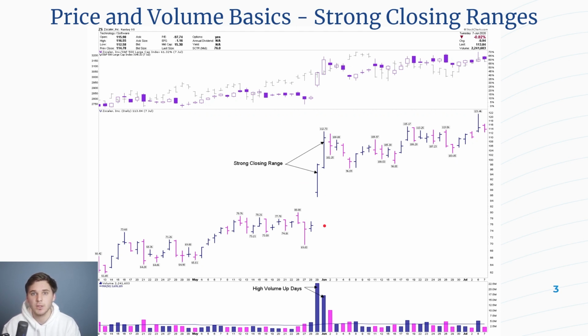And it's also important to keep in mind that volume adds weight to what price is doing, because the higher the volume, the more likely institutions, which are the driving factors in the long run of the stock's trend, are involved.